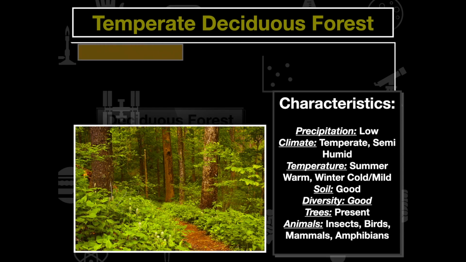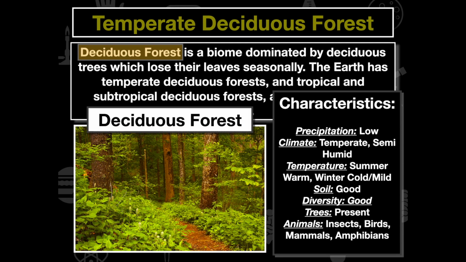As we move south, we're going to see the temperate deciduous forest, and this is a biome dominated by deciduous trees which lose their leaves seasonally. In the deciduous forest, we're going to see a relatively low to medium amount of precipitation. The temperature is semi-humid. We're going to see summer being warm and winter being cold and mild. Soil is good and diversity is also good when we're talking about plant and animal species. There are trees present and we're going to see insects, birds, mammals, and amphibians.